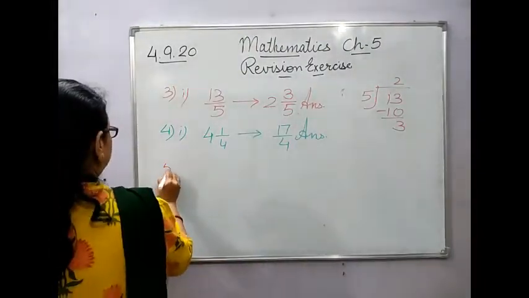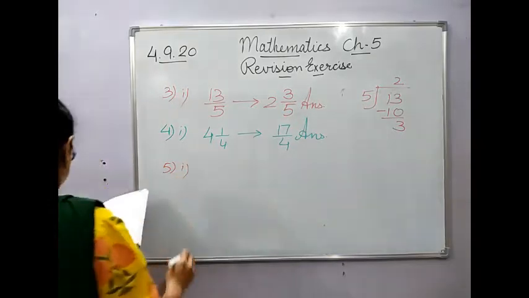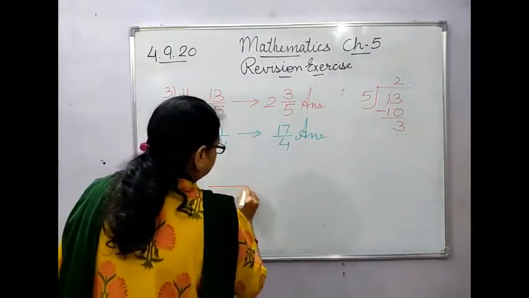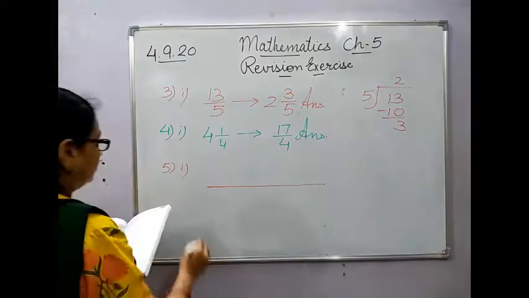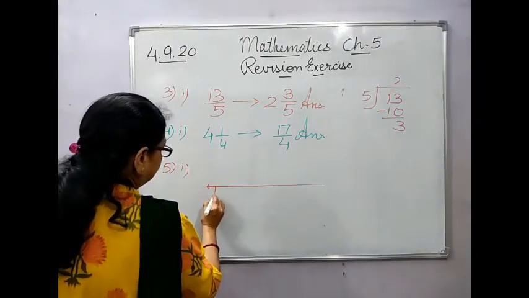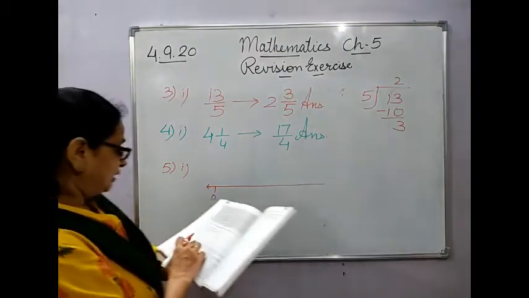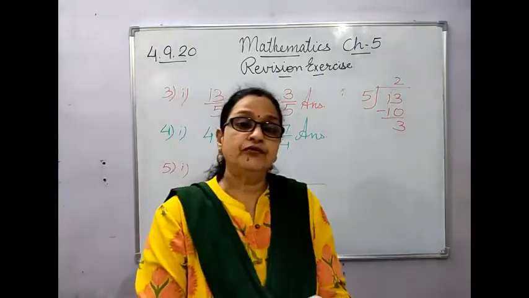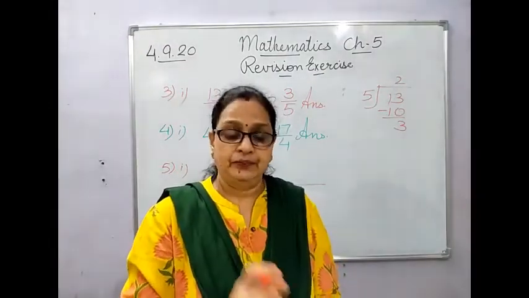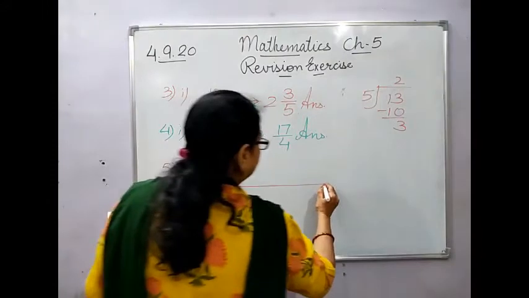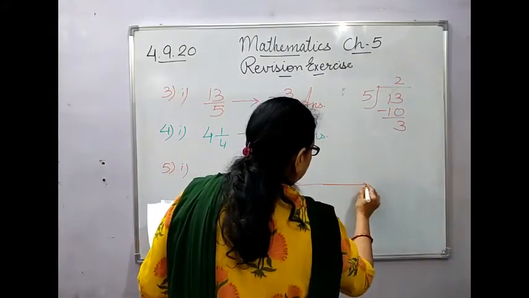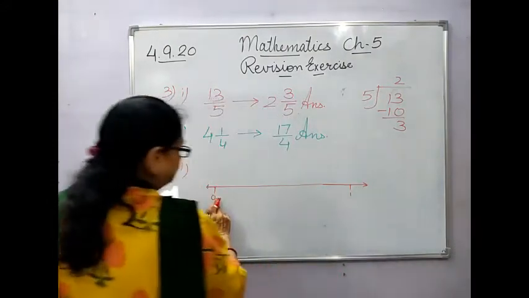Okay, fifth one, I'll take the first one. Now I'll draw the number line. 0. Now see here, it is 4 upon 5. 4 upon 5 means it is less than 1. So I'll take, suppose I take with 0 to 1.